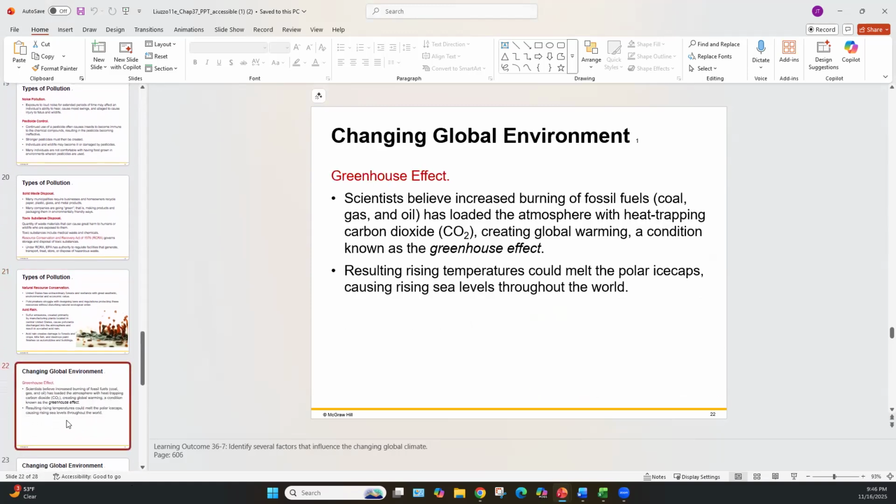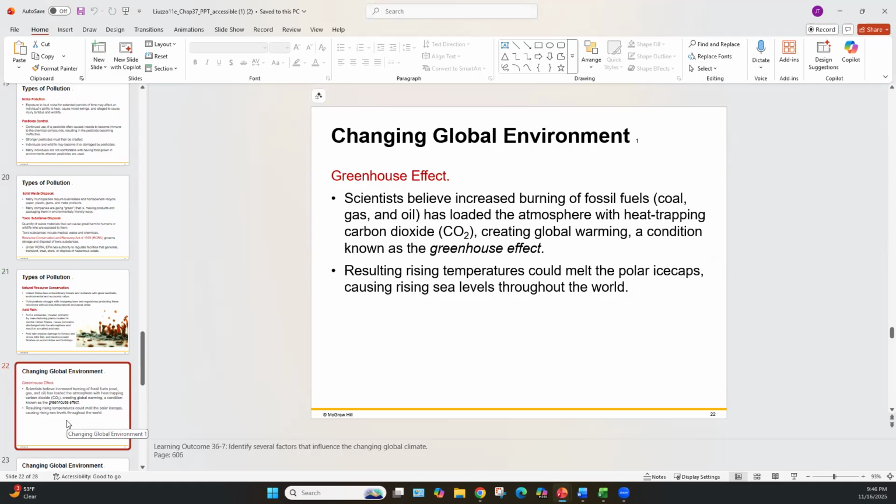All right, changing global environment, greenhouse effect. If any of you know anything about the greenhouse effect or our fellow planets in our solar system, Venus is known as the greenhouse effect gone mad. It's the hottest planet in the solar system. Believe it or not, Mercury is the closest planet to the sun, but Venus is way hotter, because its atmosphere is so thick that heat from the sun is not able to escape. And in a small way, that could be happening here on our planet.